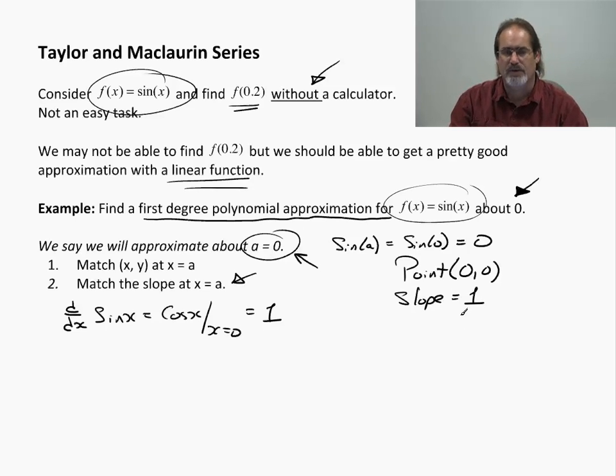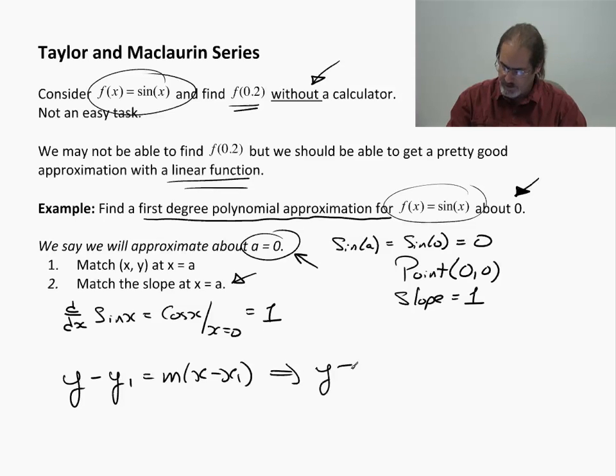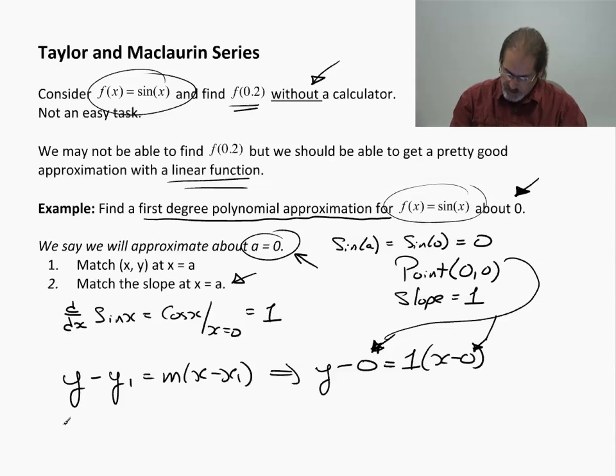So knowing the slope and a point that the line is going to pass through, I can use this form of line, which tells me y minus 0 equals m, which is 1, times x minus 0. See here and here. That's my point right there. So that tells me that my first degree polynomial approximation is actually the line y equals x.